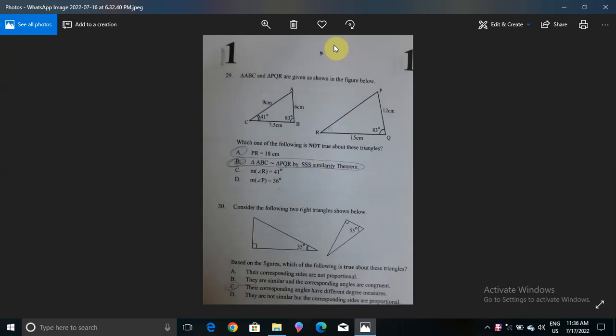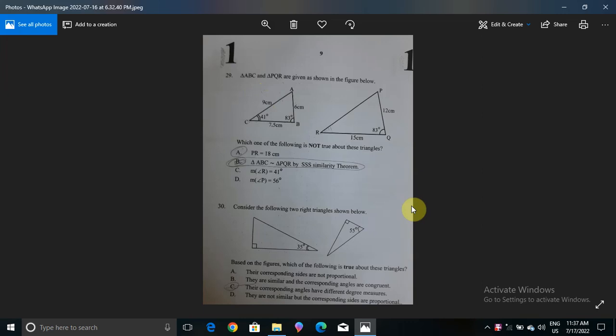Now question number 29. Triangle ABC and triangle PQR are given as shown in the figure below. Okay, which one of the following is not true about these triangles? It will be triangle ABC similar to triangle PQR by side-side-side similarity theorem, because it will be side-angle-side, not side-side-side.